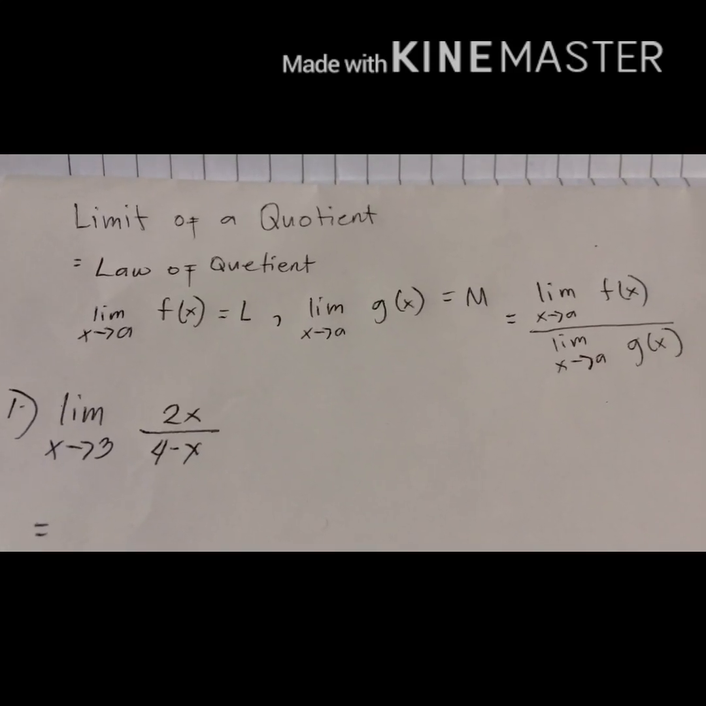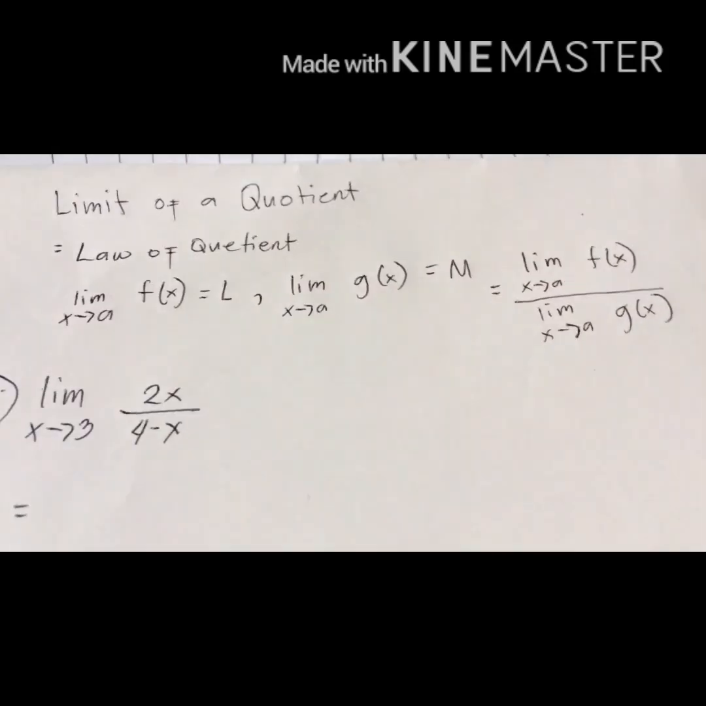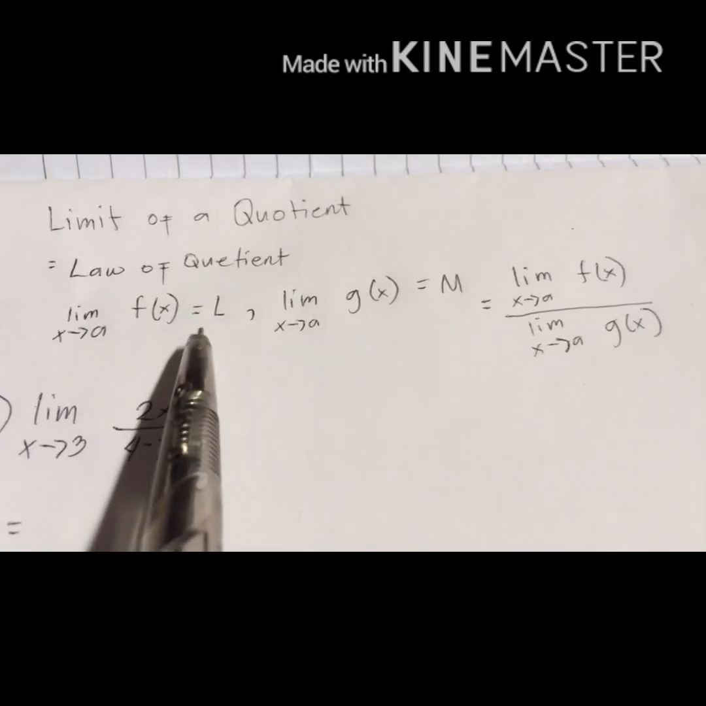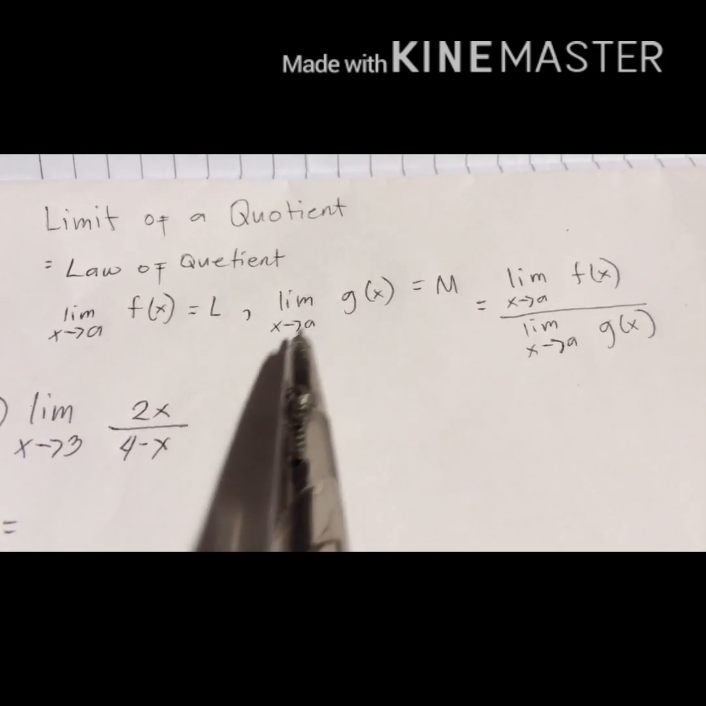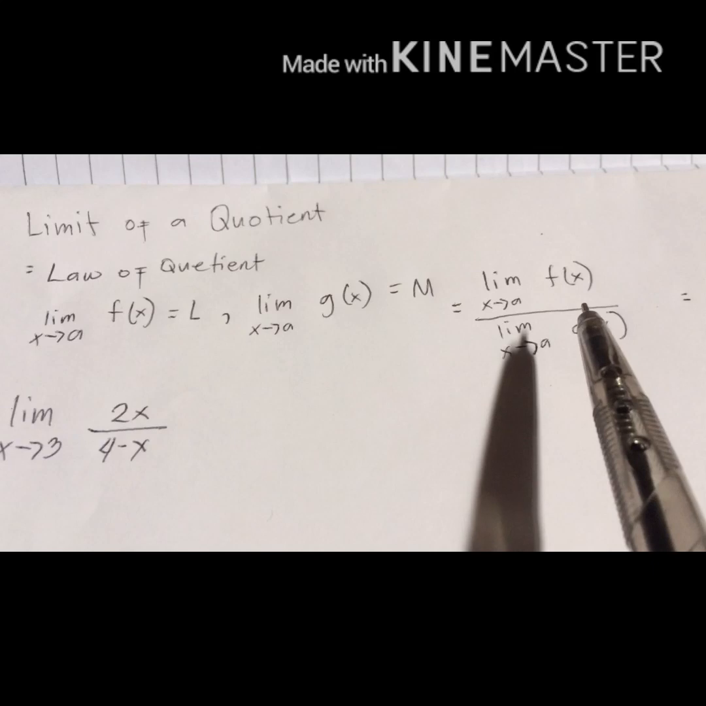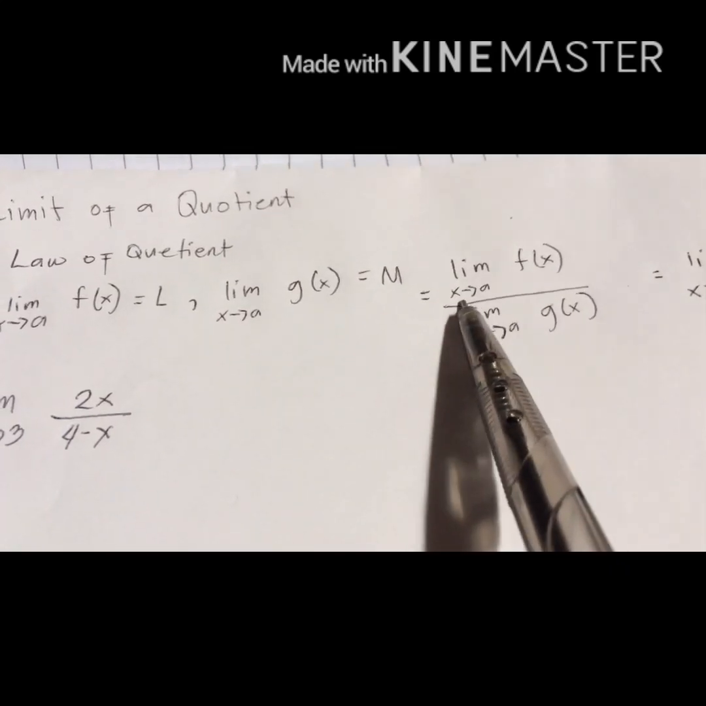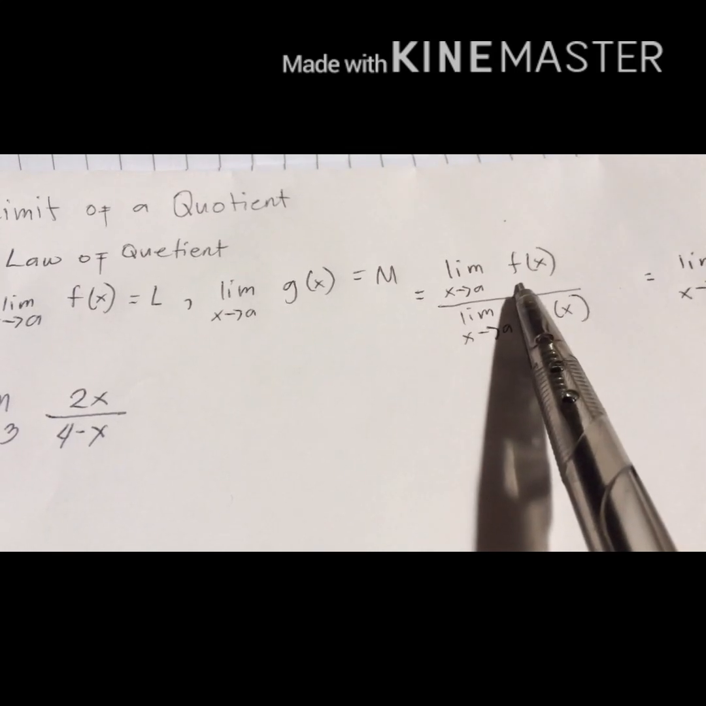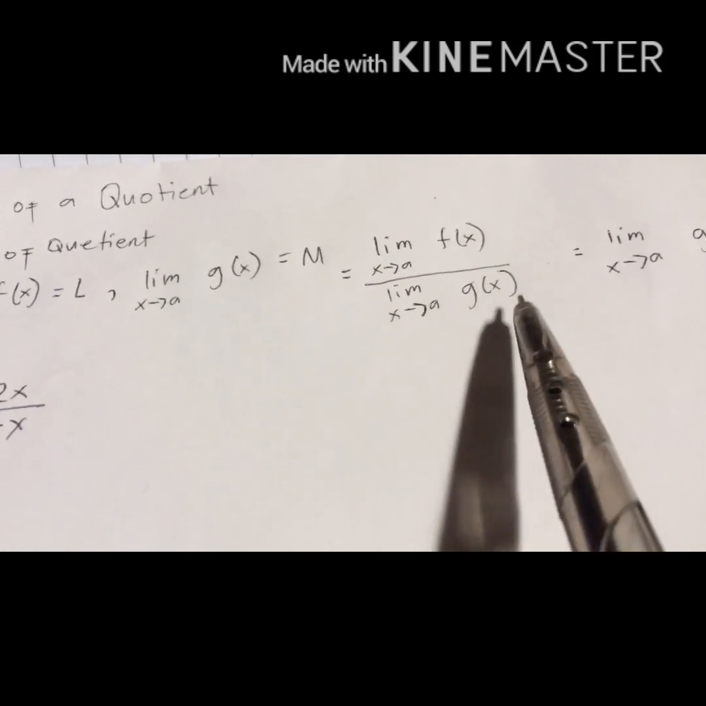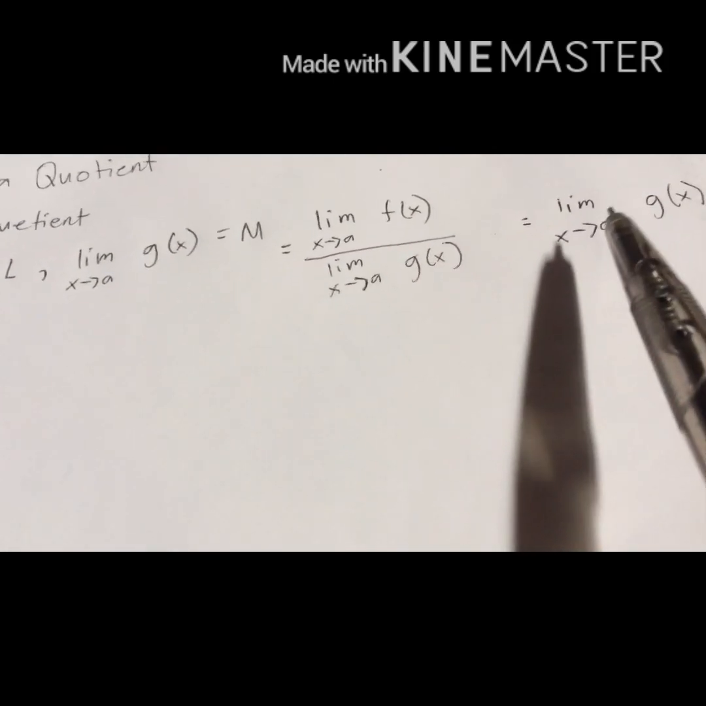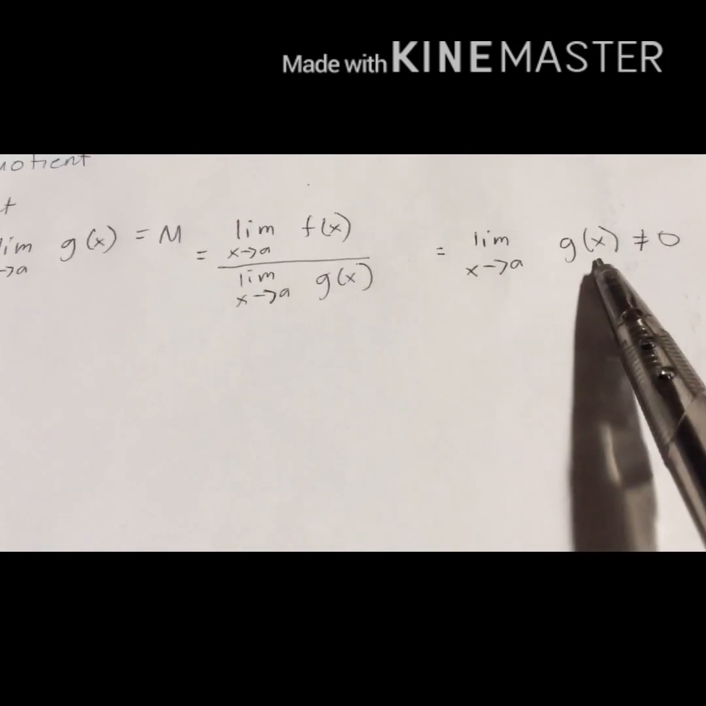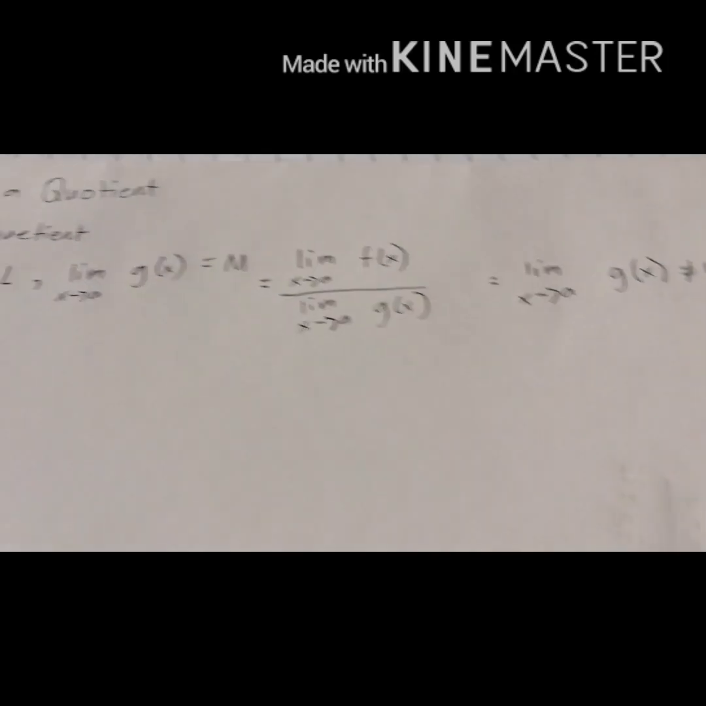Next is the limit of a quotient. There is a law of quotients, given that the limit as x approaches a of f of x equals L, and the limit as x approaches a of g of x equals M. By evaluating the limit as x approaches a of f of x over the limit as x approaches a of g of x, wherein the limit as x approaches a of g of x is not equal to 0.